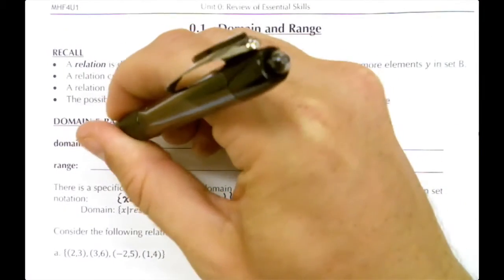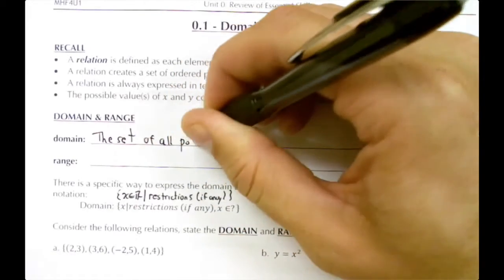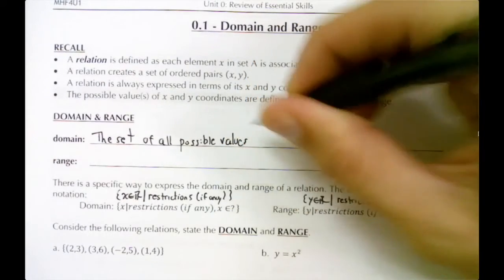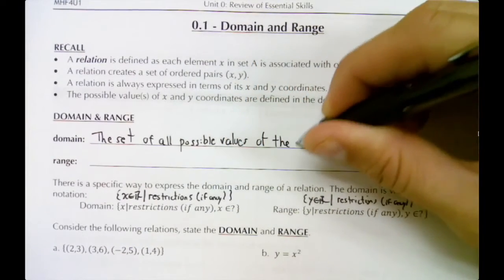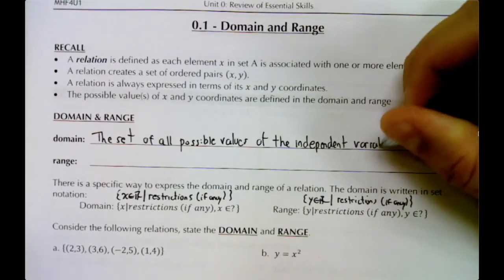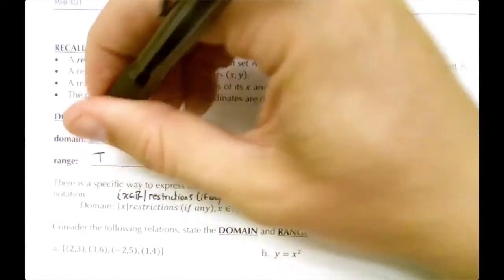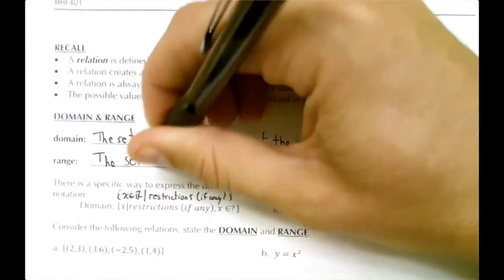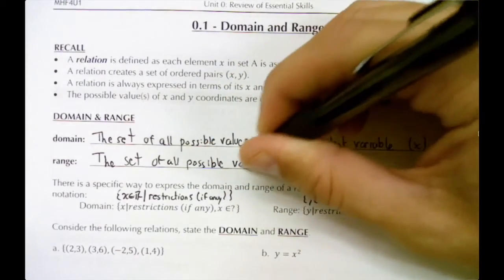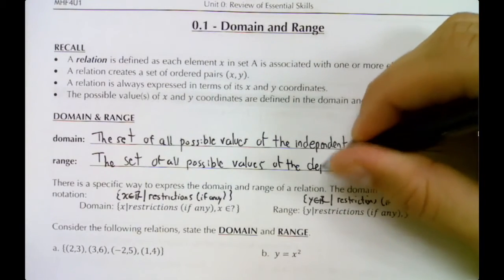So domain is the set of all possible values of the independent variable X. And range is the same but with the dependent variable Y. The set of all possible values of the dependent variable Y.